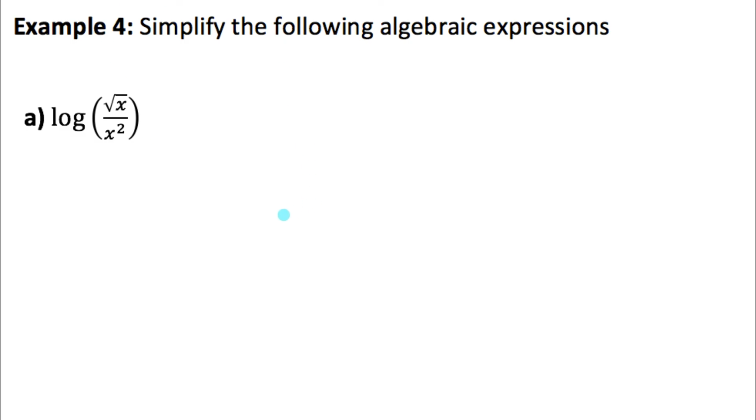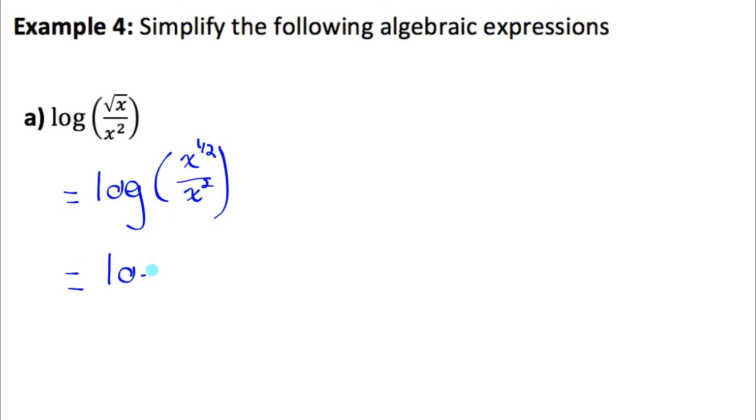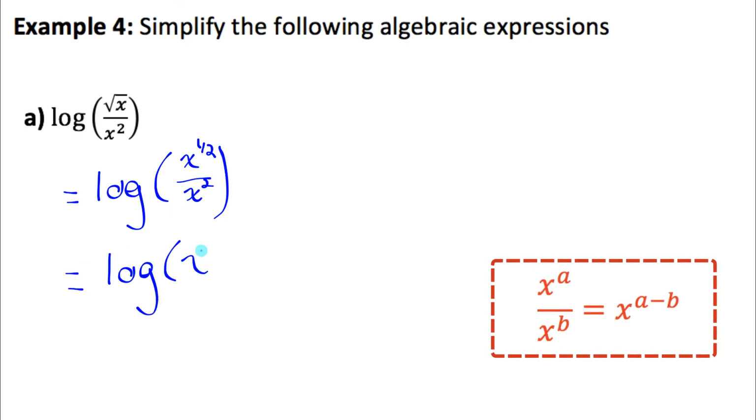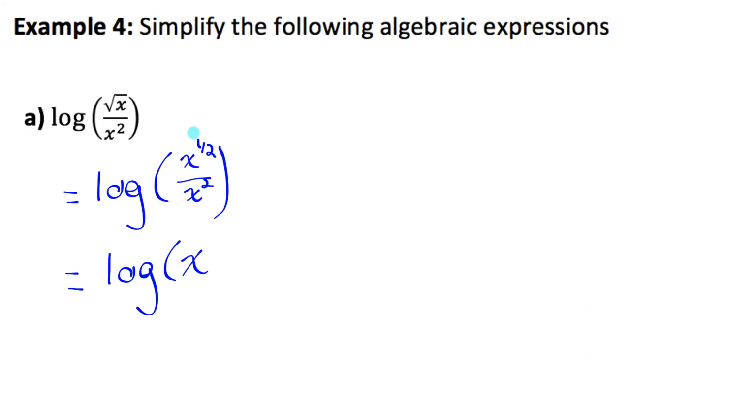Example 4 says simplify the following expressions. So for an expression to be fully simplified, the argument should be as simple as possible. So let's simplify root x divided by x squared using our exponent laws. Remember that root x is really just x to the half. And now in the argument, I have two powers of x being divided. So if you know your exponent law as well, we could write that as a single power of x if we subtract the exponents. 1/2 minus 2. So with the common denominator, that'd be 1 over 2 minus 4 over 2. That's negative 3 over 2.